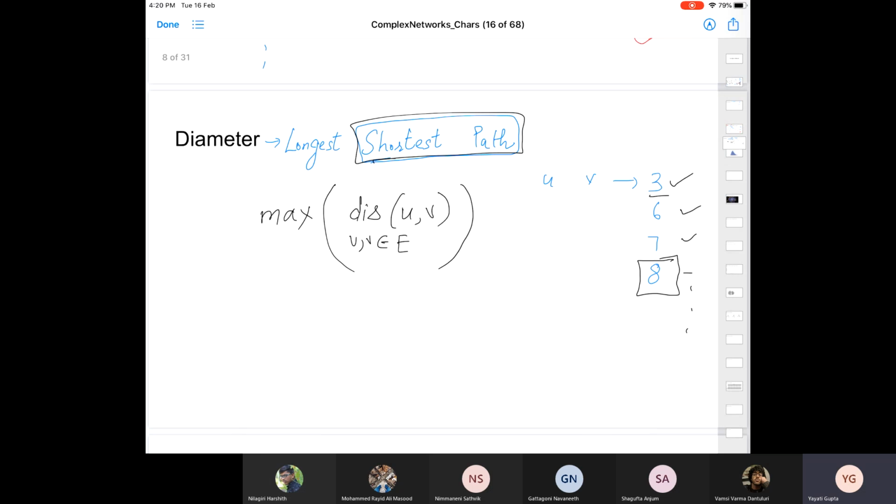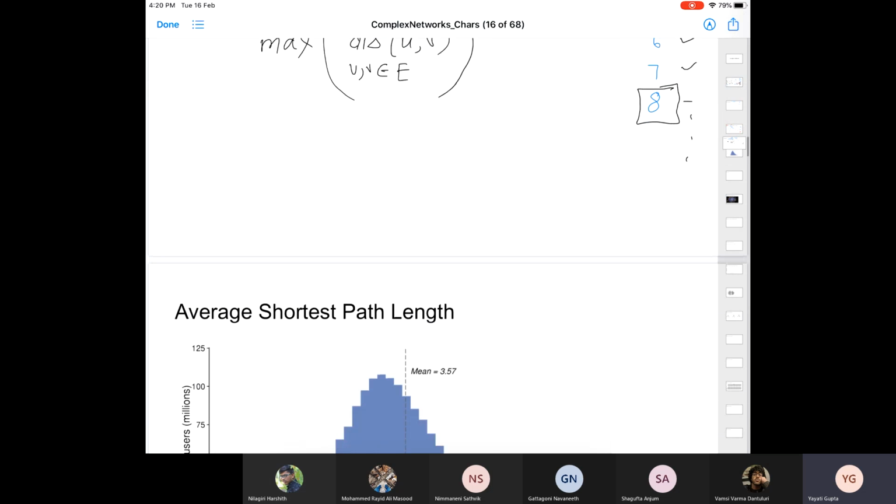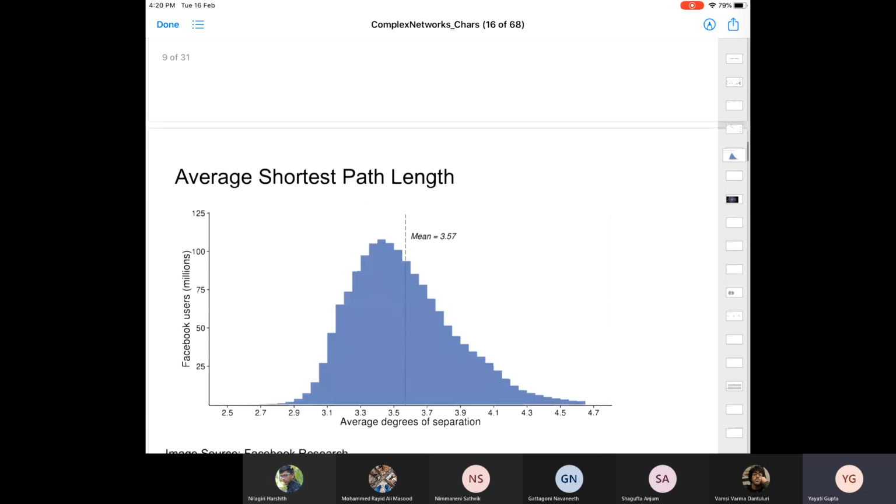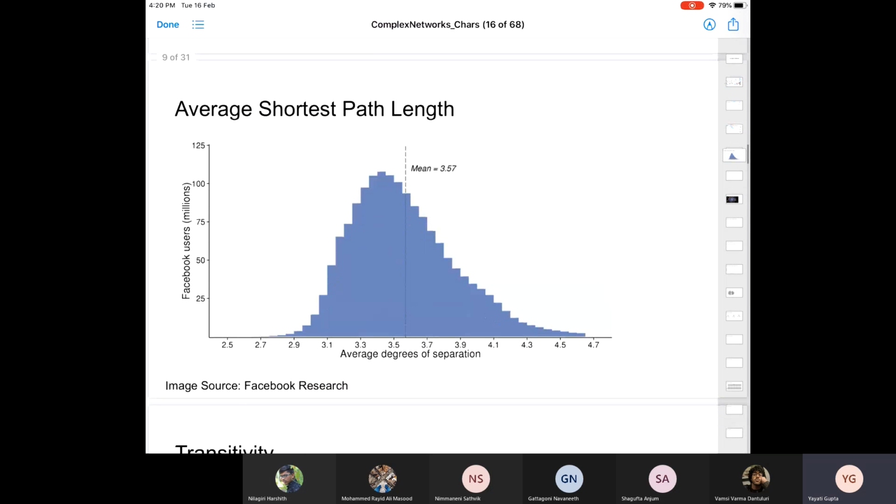And next I'm going to actually show you a network. During Milgram's time when he conducted this experiment, this value was 6. But someone did an experiment to figure it out. It was from Facebook research, to figure out what this value is for Facebook. And for Facebook, this value shrinks all the more, to 3.5.